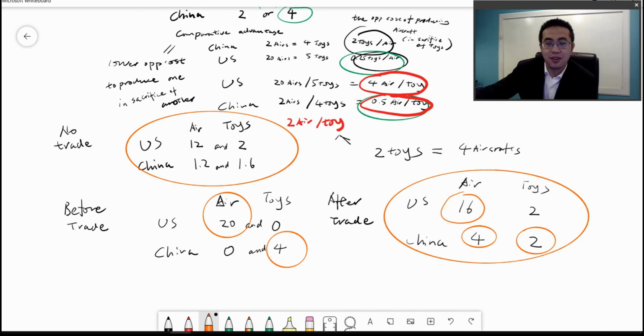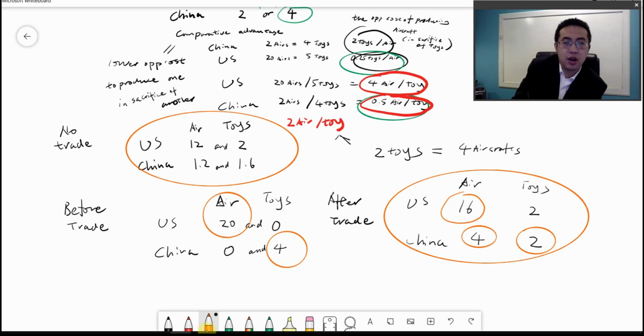I know the numbers here look a little bit funny, because two toys, how can two toys be worth two aircraft in the real world? So just treat that as 2 million toys, and the numbers would make more sense. And you can also change your numbers.